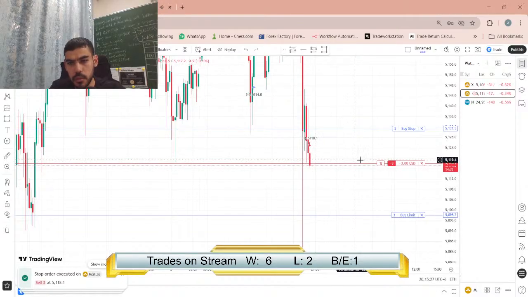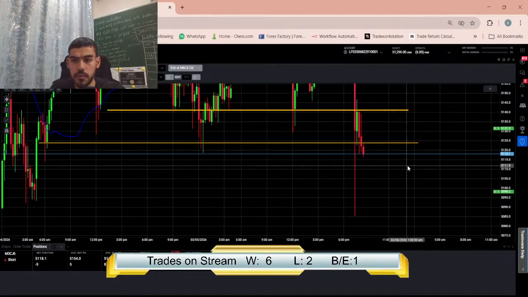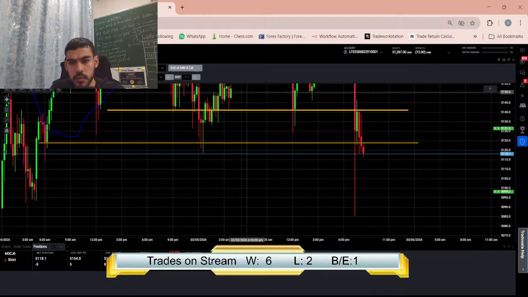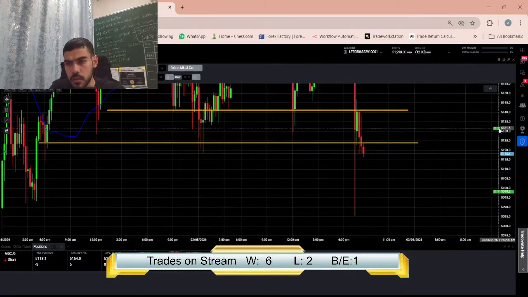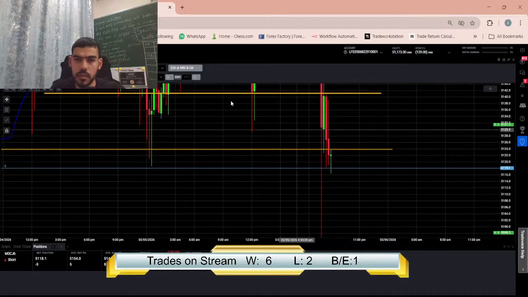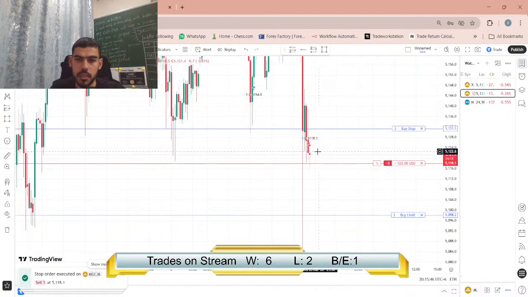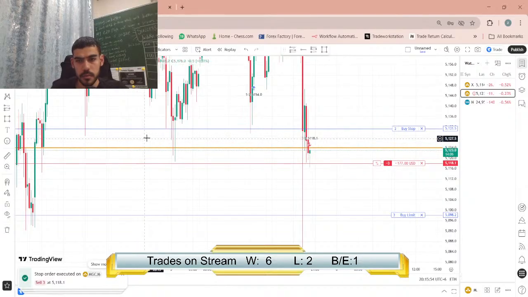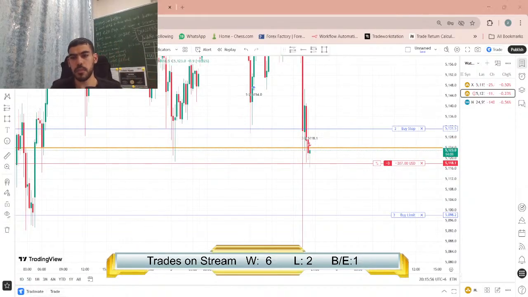My order got filled right here. So stop loss should be optimally above this wick. Actually, it should not break and keep pushing inside the range. It shouldn't break above this range right here. Shouldn't break above. So let's see how it will work.